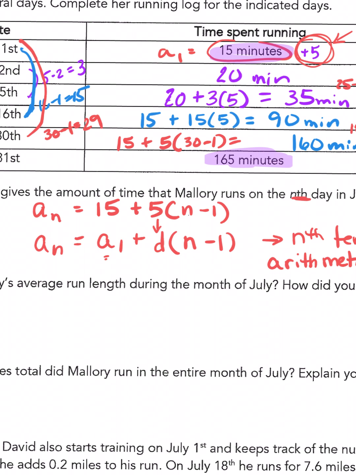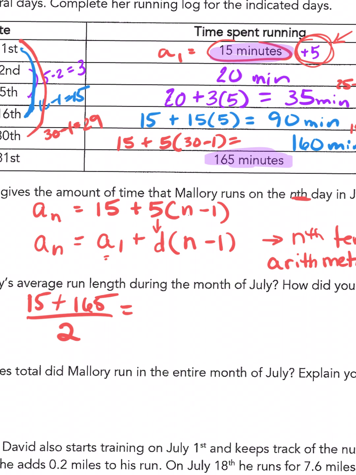180. So if we keep pairing them up like this, we keep getting 180, don't we? So do you see that, since we know that the ends all end up equaling 180, can't we just take the average of the first and the last? Think about it. How do we figure out what Mallory's average run length is? Yep, 15 plus 165 divided by 2. That's average, isn't it?